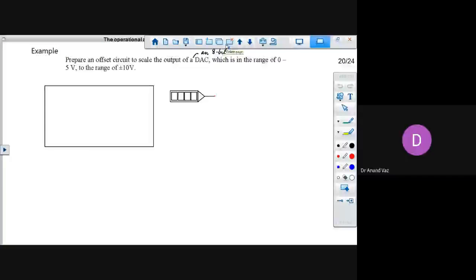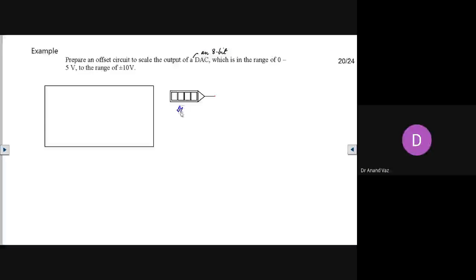Now in this example, you have been asked to prepare an offset circuit to scale the output of an 8-bit digital to analog converter, which is in the range of 0 to 5 volts, to the range of plus minus 10 volts. So here our digital to analog converter, this DAC, is an 8-bit DAC.